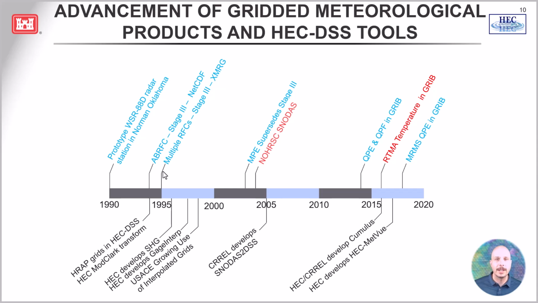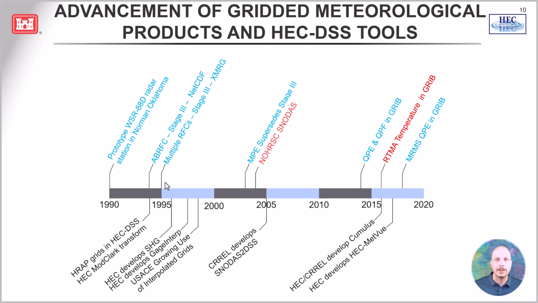Before I finish this part of the presentation, I want to highlight key milestones in the past 30-plus years in terms of both the advancements in meteorological products out of the National Weather Service and advancements in HEC-DSS and related tools. So gridded data support in HEC-DSS started in the early 1990s when the WSR-88D NEXRAD radar network became operational. The radar network provided spatial precipitation measurements throughout the U.S., which made it possible for HEC to develop the ModClark distributed rainfall runoff transformation method.